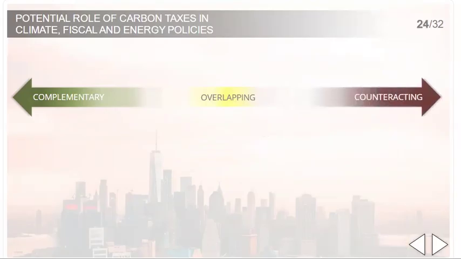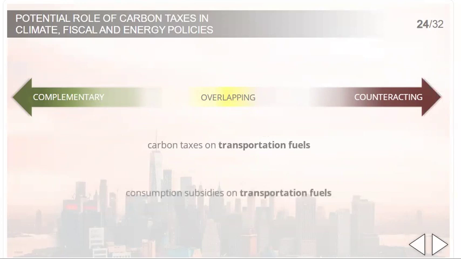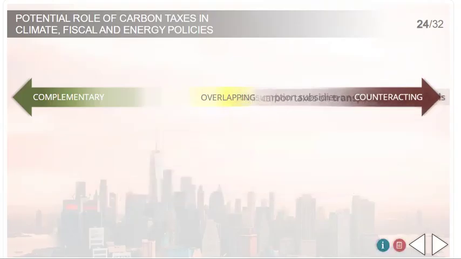Counteracting policy instruments are those that work in opposition to each other. For example, carbon taxes on transportation fuels and consumption subsidies on the same fuels would be counteracting policy instruments. One reduces emissions by raising the effective price of fossil fuels, while the other increases emissions by lowering their price. Jurisdictions should seek to avoid or at least minimise the use of counteracting policy instruments.